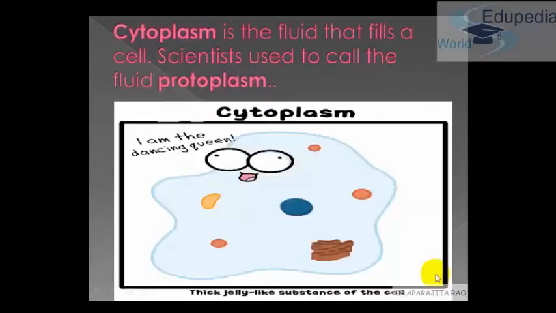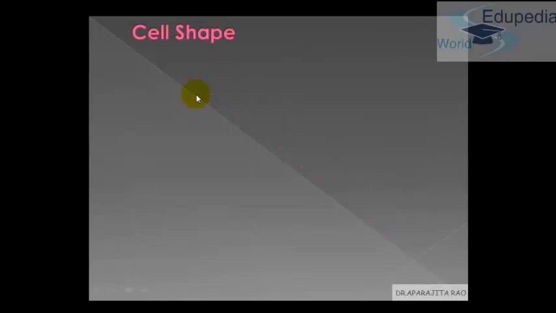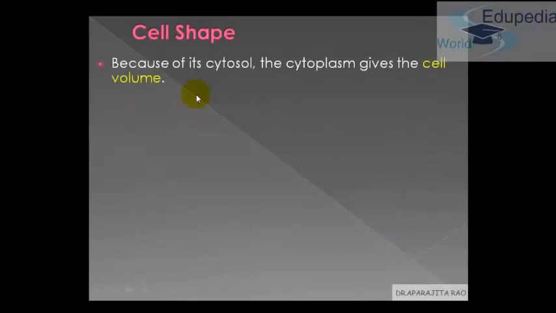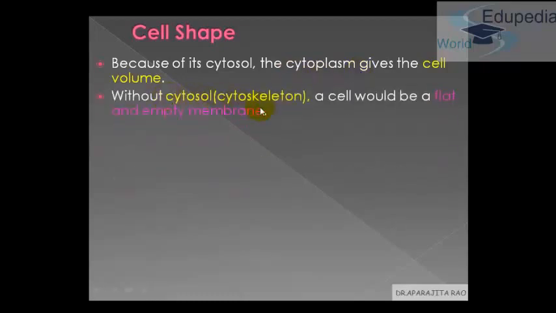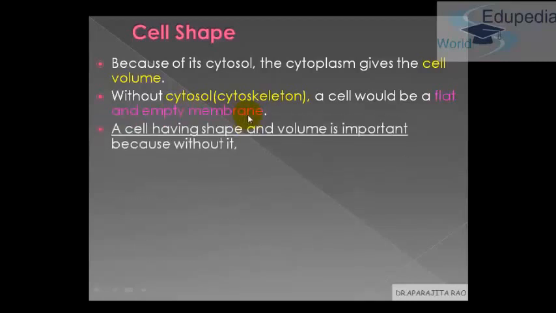So we have already discussed that cytoplasm is the fluid that fills the cell. Next, moving on to the functions. First is cell shape. Because of the cytoplasm, the cell has its volume, and if we did not have the cytoskeleton, again a terminology that I used in the past video, the cell would be flat and an empty membrane.